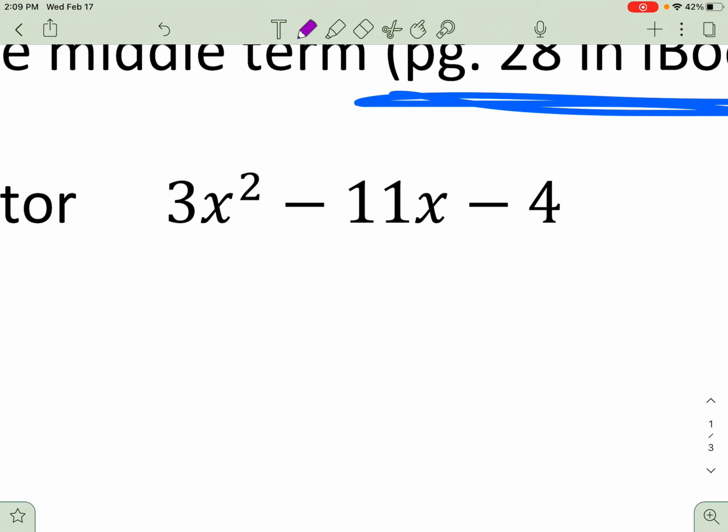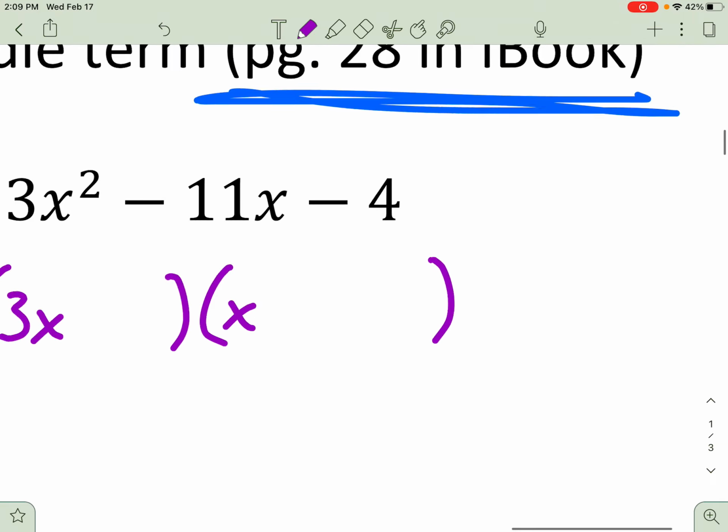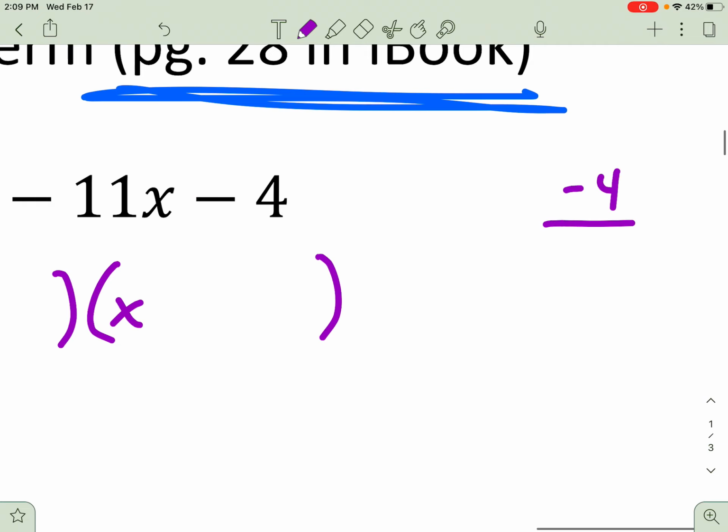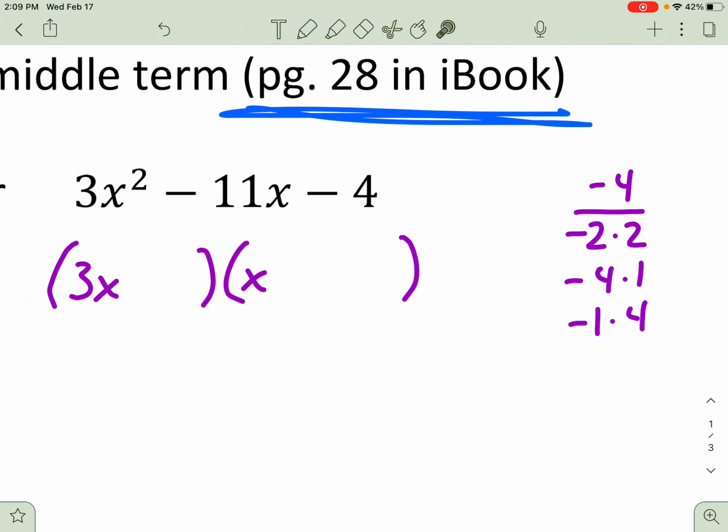Example number 2, guess and check. So 3x and x give us 3x squared. And then take off your negative 4 over here to the side. Factors are negative 2 times 2, negative 4 times 1, negative 1 times 4. Okay, so let's go ahead and guess and check. We're going to plug these in, and we'll check it. Negative 2 and positive 2.